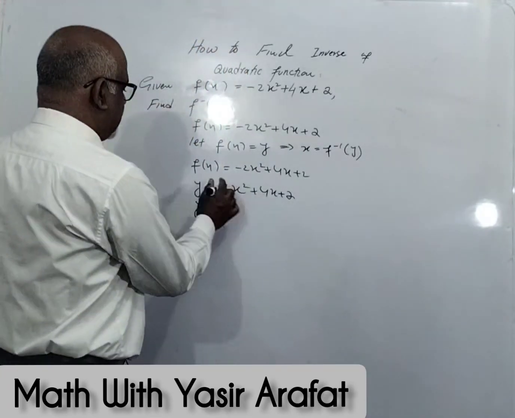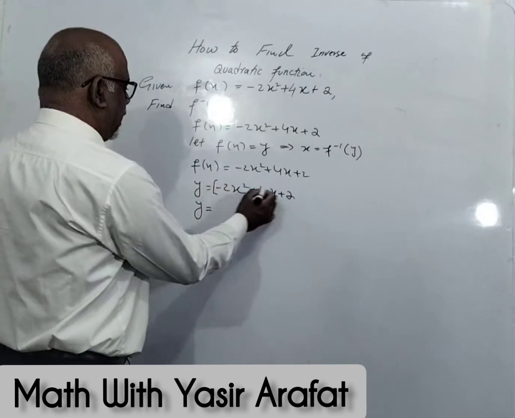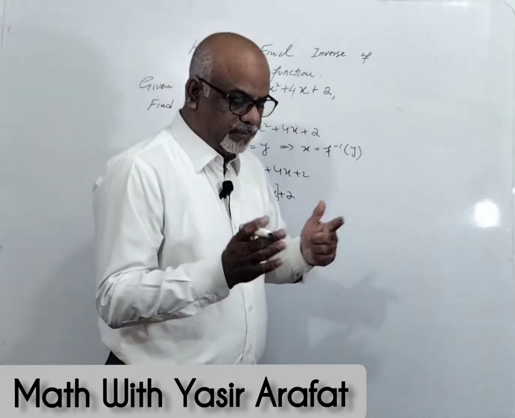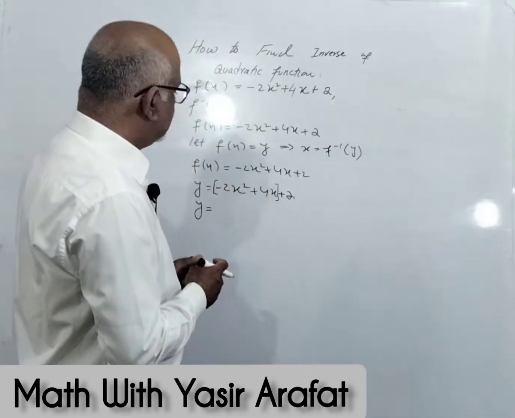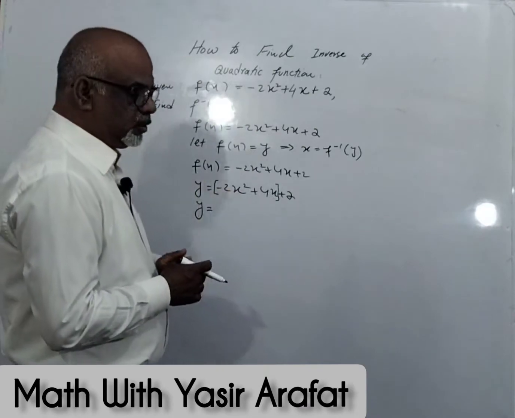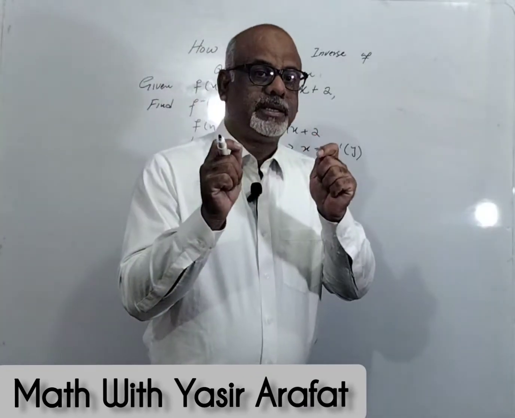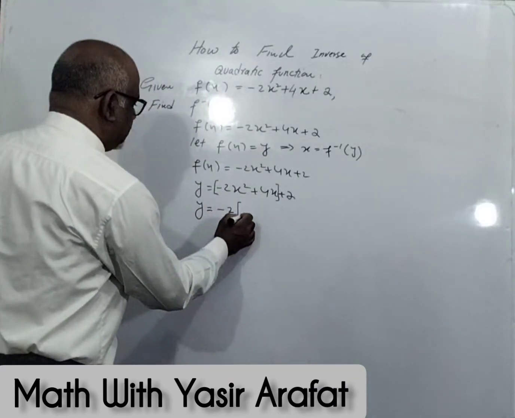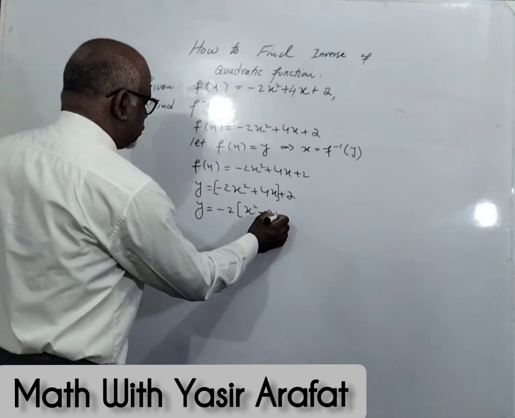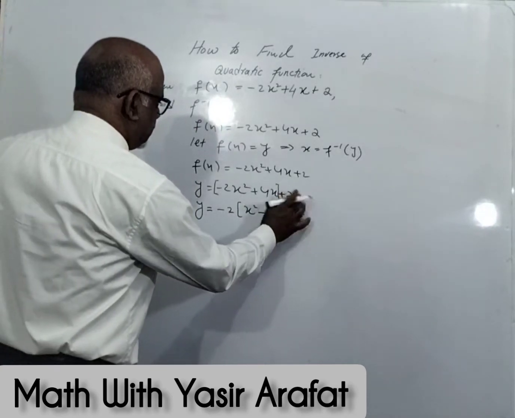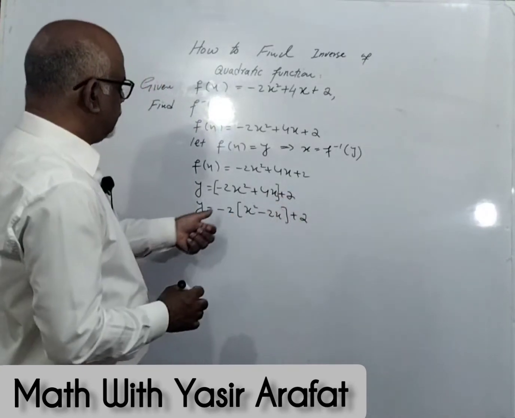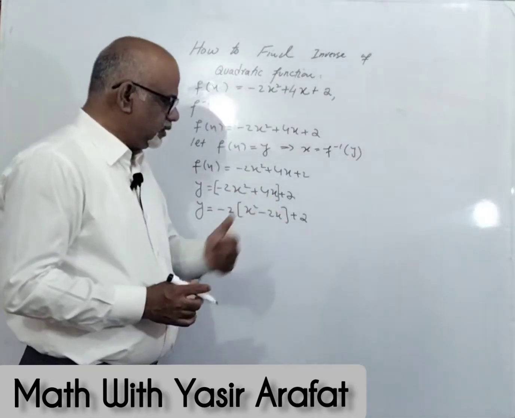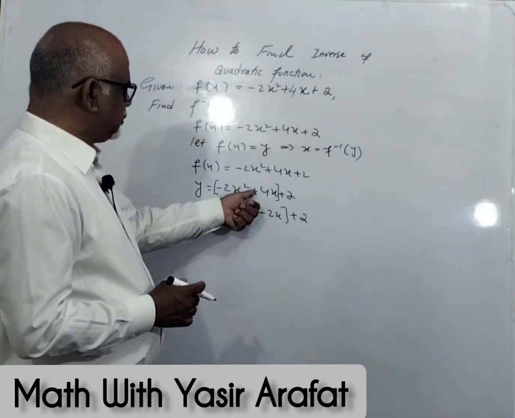So just focus here, this is minus 2x square plus 4x. The first rule is that the coefficient of x square should be equal to 1 when we apply the completing square method. So we take minus 2 common here. So this is x square minus 2x. When we take out the minus common, we have to change the signs inside the bracket, so minus becomes plus, and plus becomes minus.